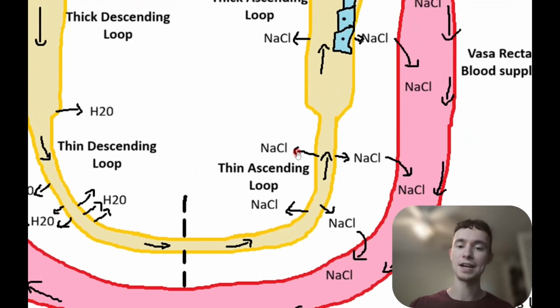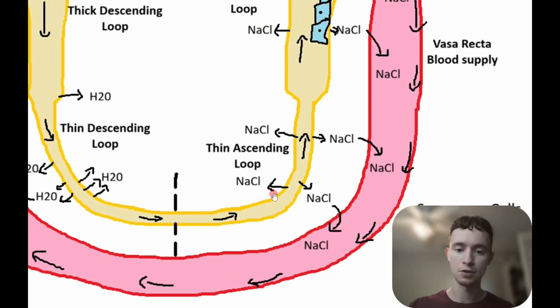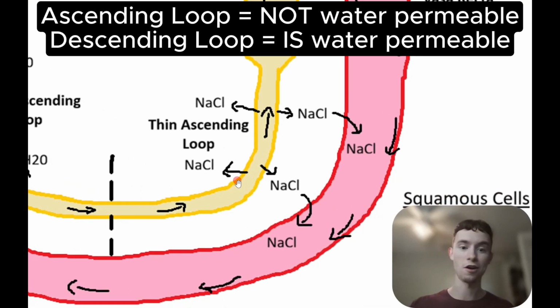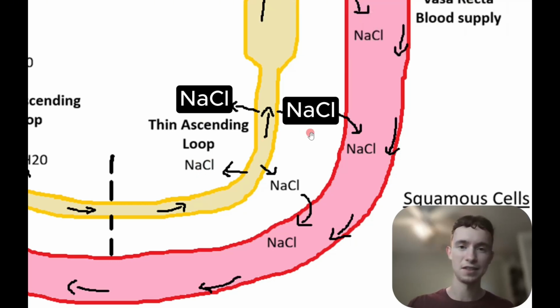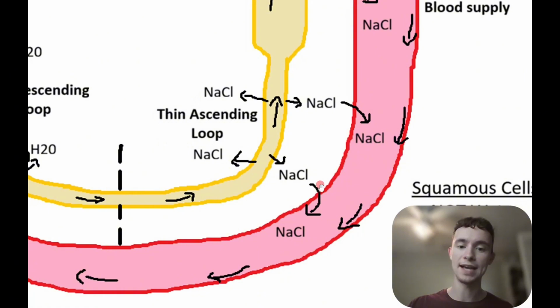So on this side of the actual nephron loop, or the loop of Henle, we have squamous cells located along the borders of this tube here. And this is key right here. These are not water permeable. Water cannot leave in this portion, but what can is salt. And so we see how NaCl, which we've drawn here, which is the chemical formula for table salt, is leaving the actual vessel here. And so this is where sodium actually exits the loop of Henle from the urine.